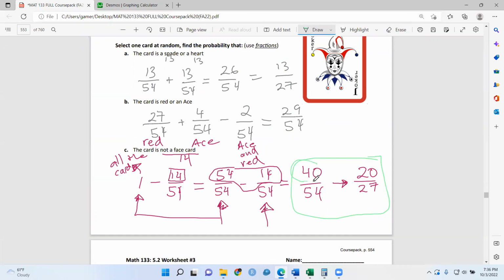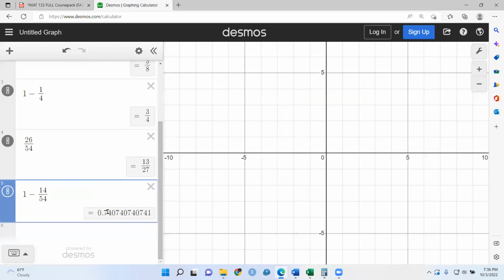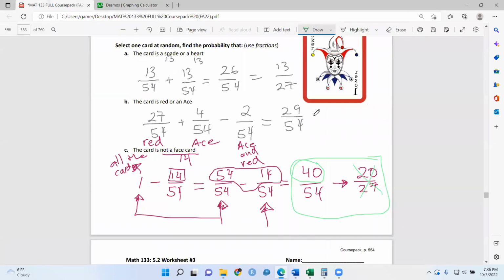There are 40 cards in this deck that don't have faces on them out of the 54 total cards. In terms of a probability, we can simplify that to 20 over 27. I don't think 20 over 27 is particularly useful, to be honest with you. If I wanted to better understand the chances of that happening, I would convert that to a decimal and say, oh, there's a 74% chance I randomly draw a non-face card. Okay. Cool.